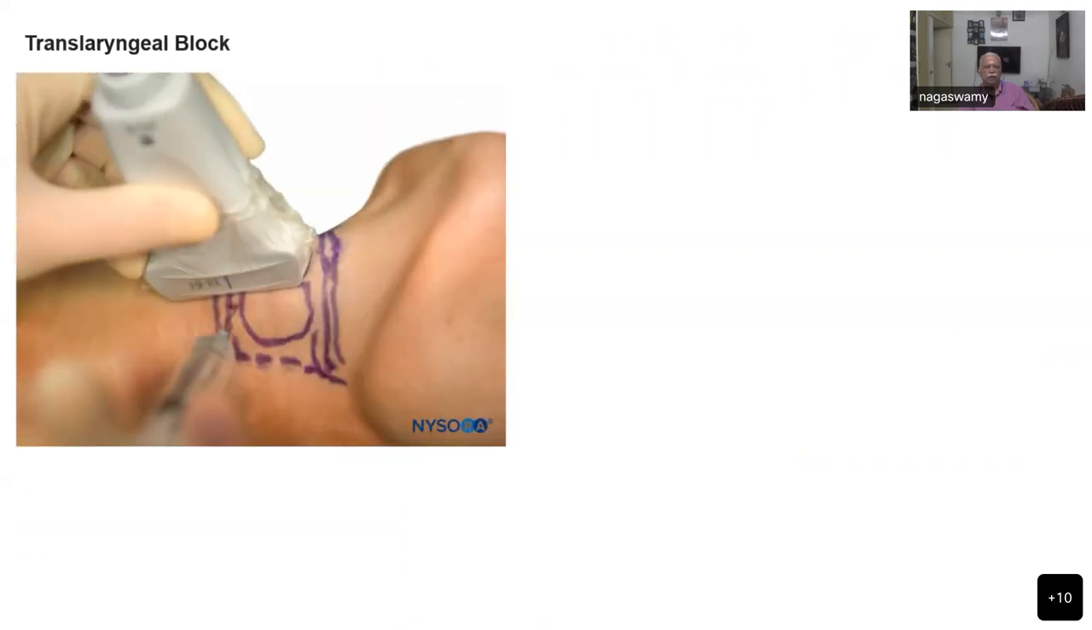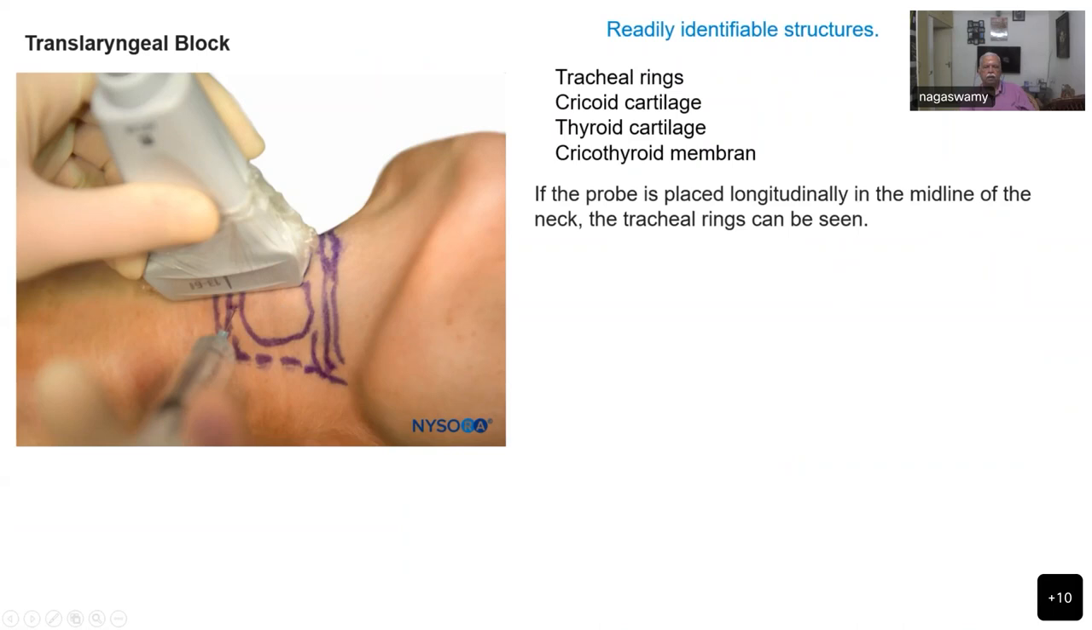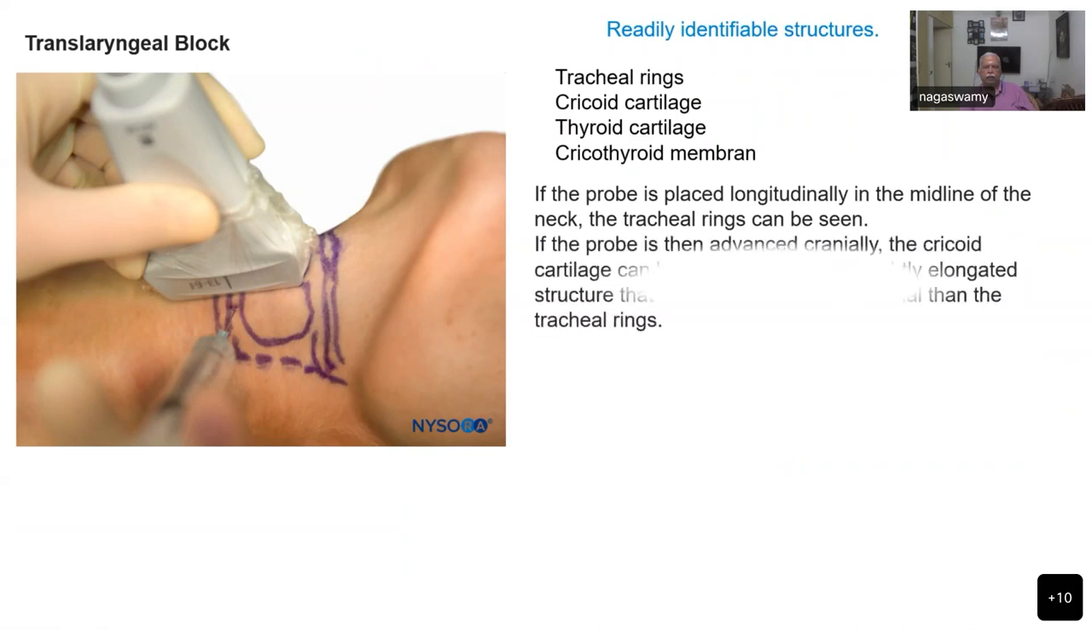Now for the translaryngeal block, you have to hold the probe vertically. For the hyoid, you held it parallel to the hyoid bone. Here you keep it at right angle to the thyroid and cricoid cartilage and puncture in between the two. The readily identifiable structures are tracheal rings, cricoid cartilage, and cricothyroid membrane. The probe is placed longitudinally in the midline.